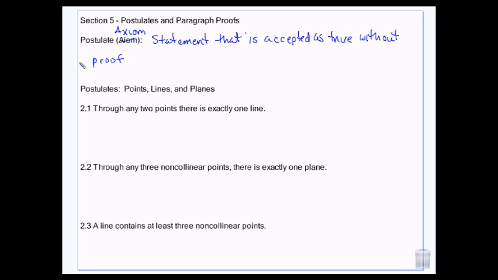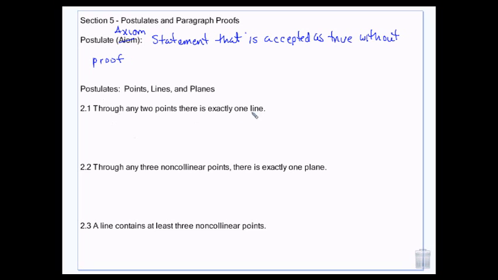And we've already talked about some postulates. We had the ideas about points, lines, and planes, and how they go on forever. I didn't prove that to you, but you accept it as true. Okay, so we have other postulates.